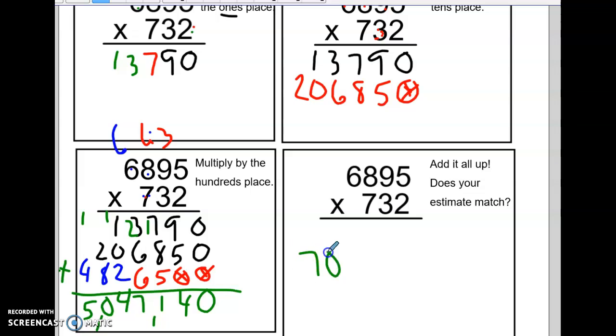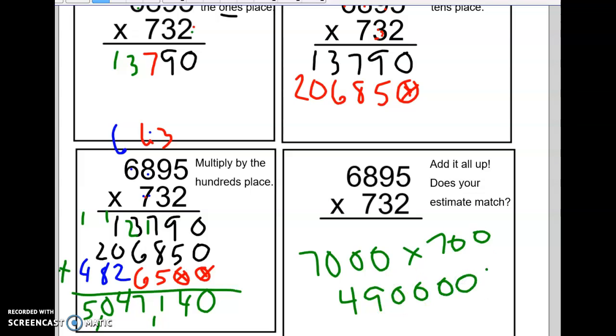Well, I would have estimated that to be 7,000 times 700. That would have given me a 49 with 5 zeros. Are we pretty close? I think we're pretty darn close. I think we did okay, guys.